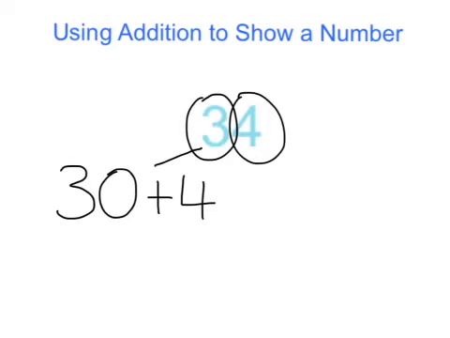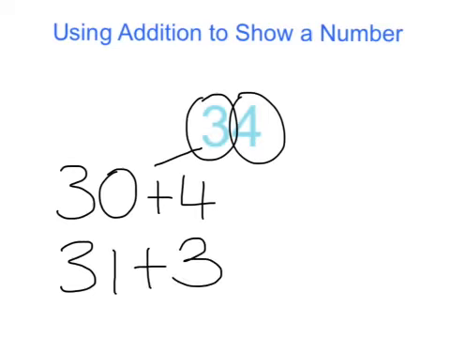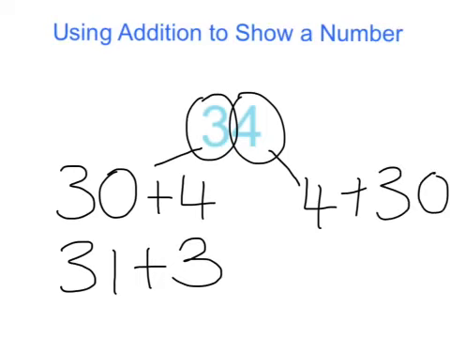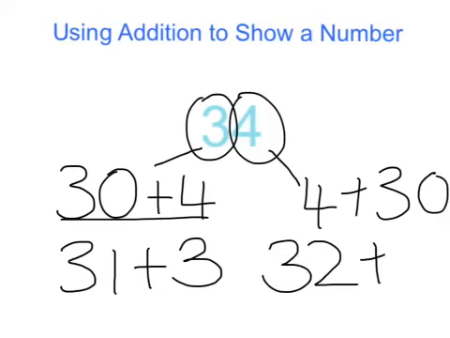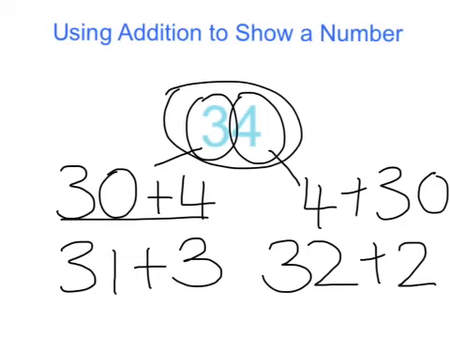I know that if I had 31, I could add 3 more, and I would get 34. I could do 4 plus 30, just put it around the other way. I could do 32 and 2 more. So there's lots of ways I could use addition to show this number 34.